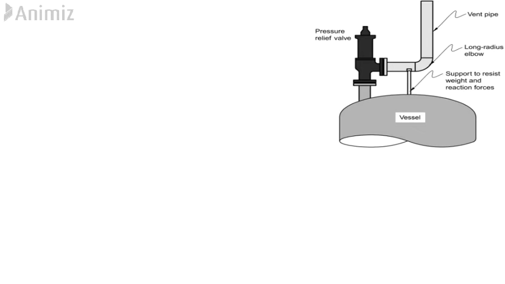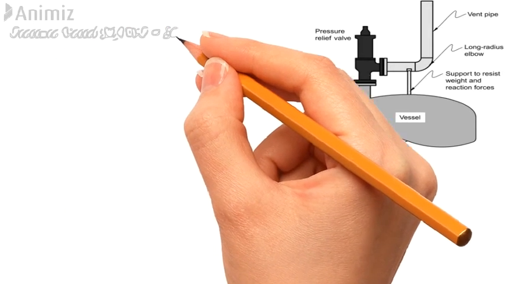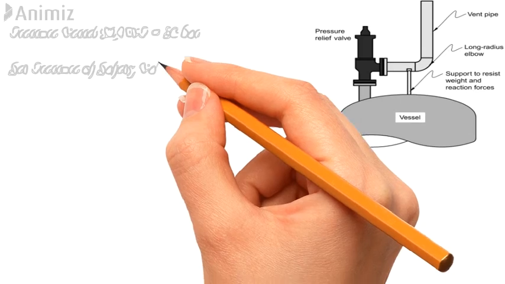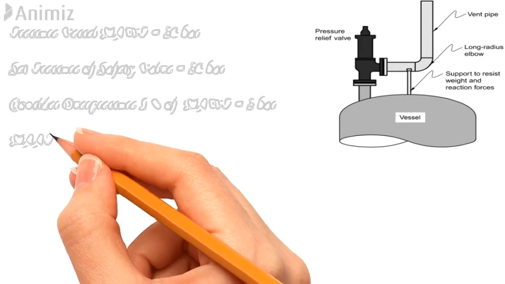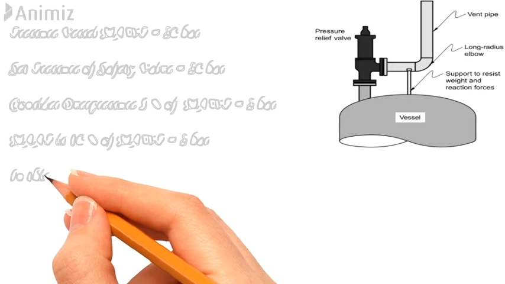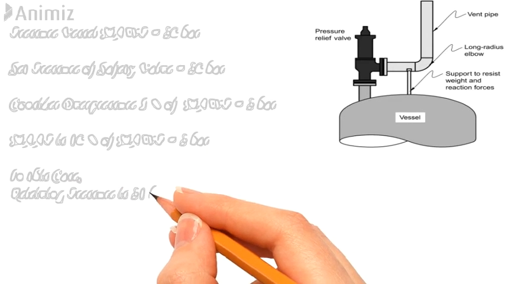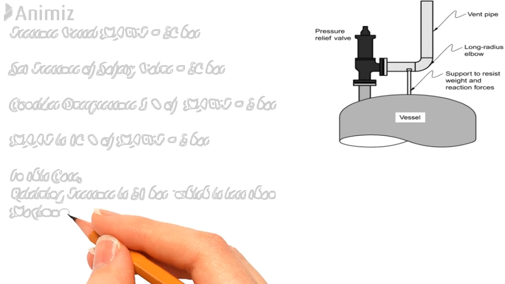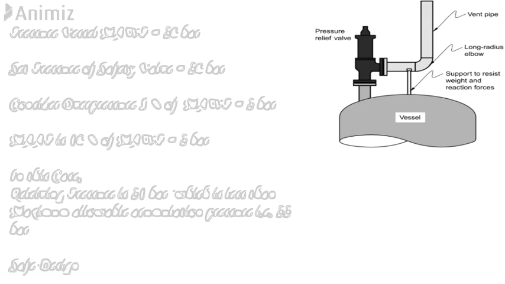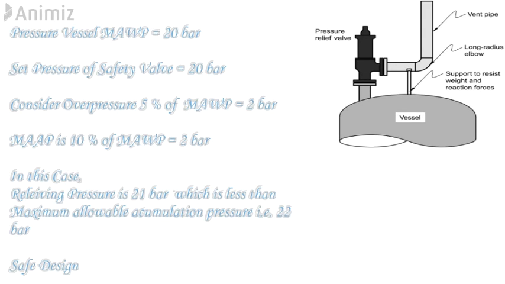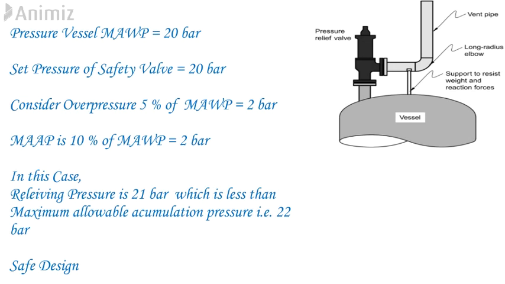What does it mean? Let's see. Suppose a pressure vessel has MAWP 20 bar and the set pressure of the safety valve is 20 bar. Overpressure is 5% of MAWP, which is 1 bar, and maximum allowable accumulation pressure is 10% of MAWP, which means 2 bar. In this case, relieving pressure is equal to set pressure plus 5% overpressure, that is 21 bar, which is less than the maximum allowable accumulation pressure, that is 22 bar. So the design is acceptable.